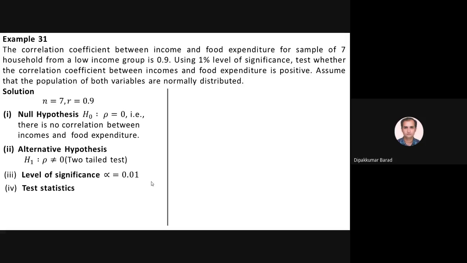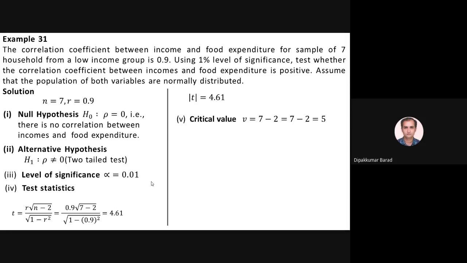Test statistic. Now we have the formula t is equal to r under root n minus 2 upon under root 1 minus r square, and after calculating we get t is equal to 4.61. So t at 0.01 with v equal to 5, there is a correction here, v equal to 5, and the value we get is 4.032. Okay, let us check whether it is correct or not.